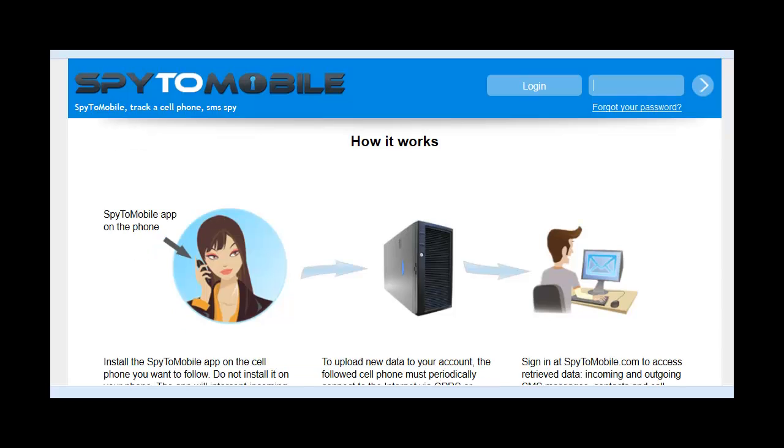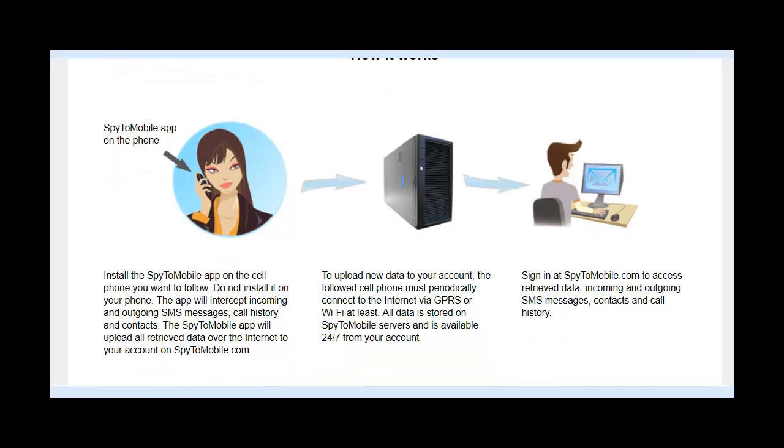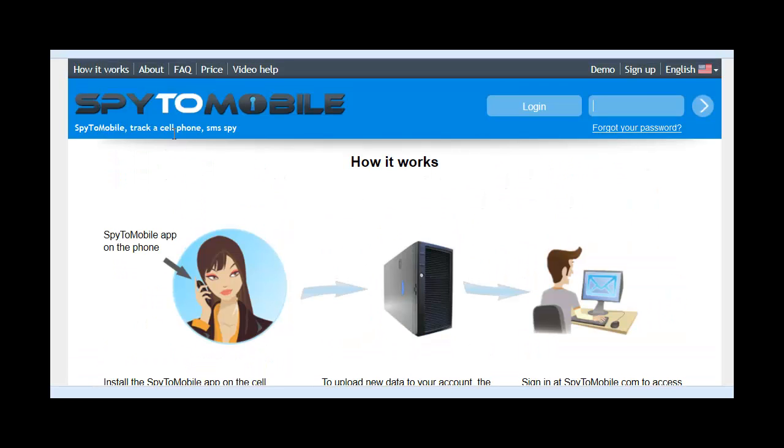So how it works, basically you install the Spy Mobile app on the cell phone that you want to actually spy on, so that's very important. Okay, then the data will be uploaded to your account. It'll do that periodically, 24 hours a day, 7 days a week. Simply sign into your Spy2 Mobile account, just as I showed you before, and then you can see all the data that it's retrieved. Very, very simple.